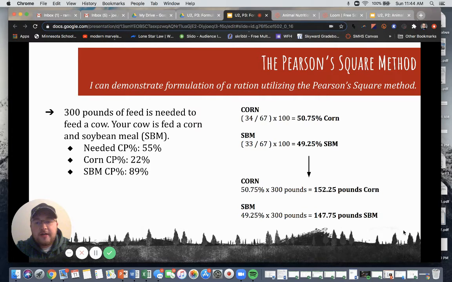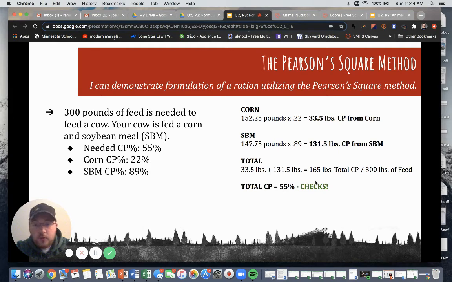Then we plug and chug. We take 34 parts of corn divided by our total of 67 times 100 to get 50.75% corn. And we do the opposite with soybean meal. So 33 divided by 67 times 100, which equals 49.25% soybean meal. Then we can multiply those percentages by the pounds and figure out that we need 152.25 pounds of corn and 147.75 pounds of soybean meal.